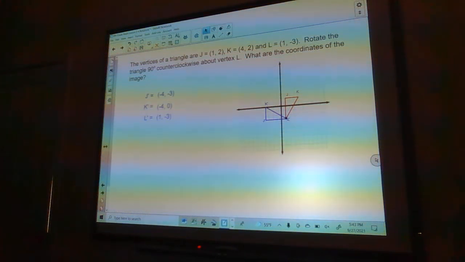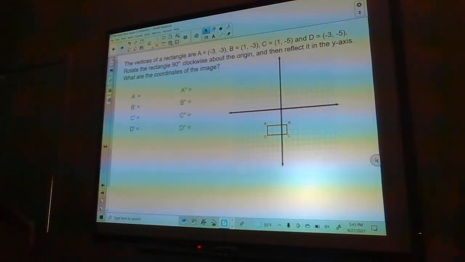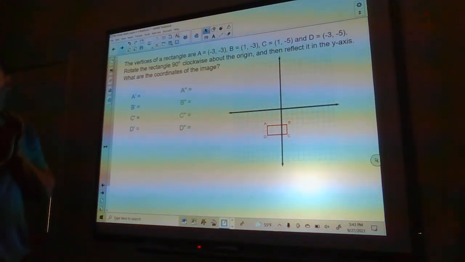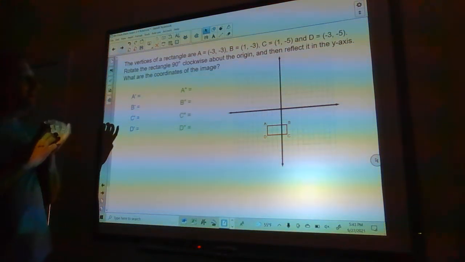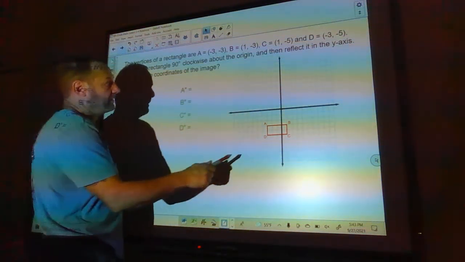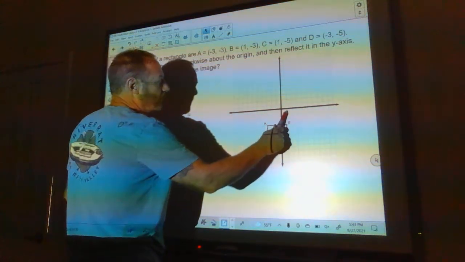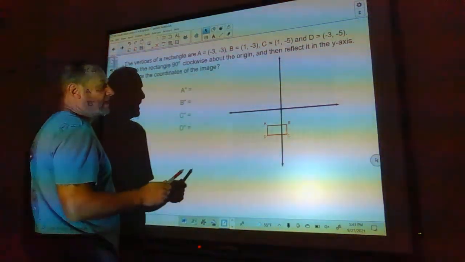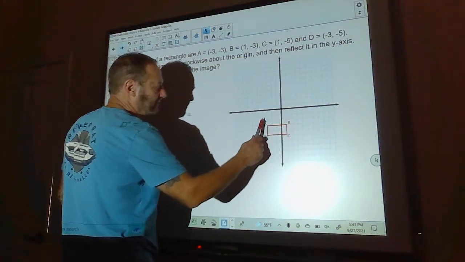Okay, so there's the coordinates of my image. Not too hard to do. Now this one here has two transformations. The vertices of a rectangle are at A equals negative 3, negative 3, B is at 1, negative 3, C is at 1, negative 5, and D is at negative 3, negative 5.